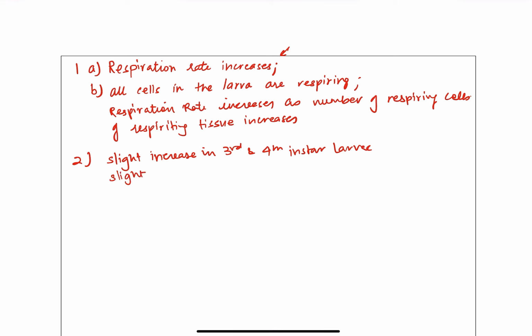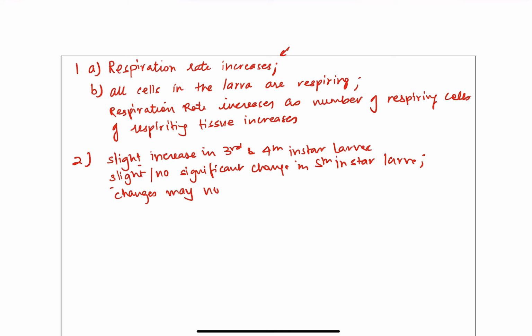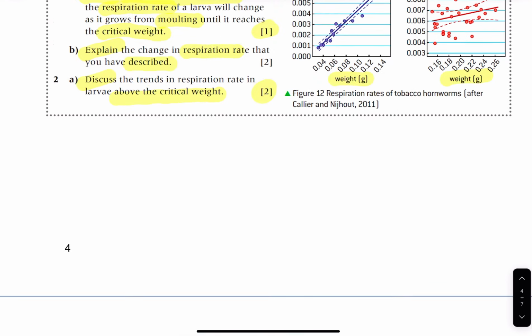Slight or no significant change in fifth instar larvae. Third point: because it's very slight in all three cases, you can simply say the changes may not be significant, because all readings are very close.